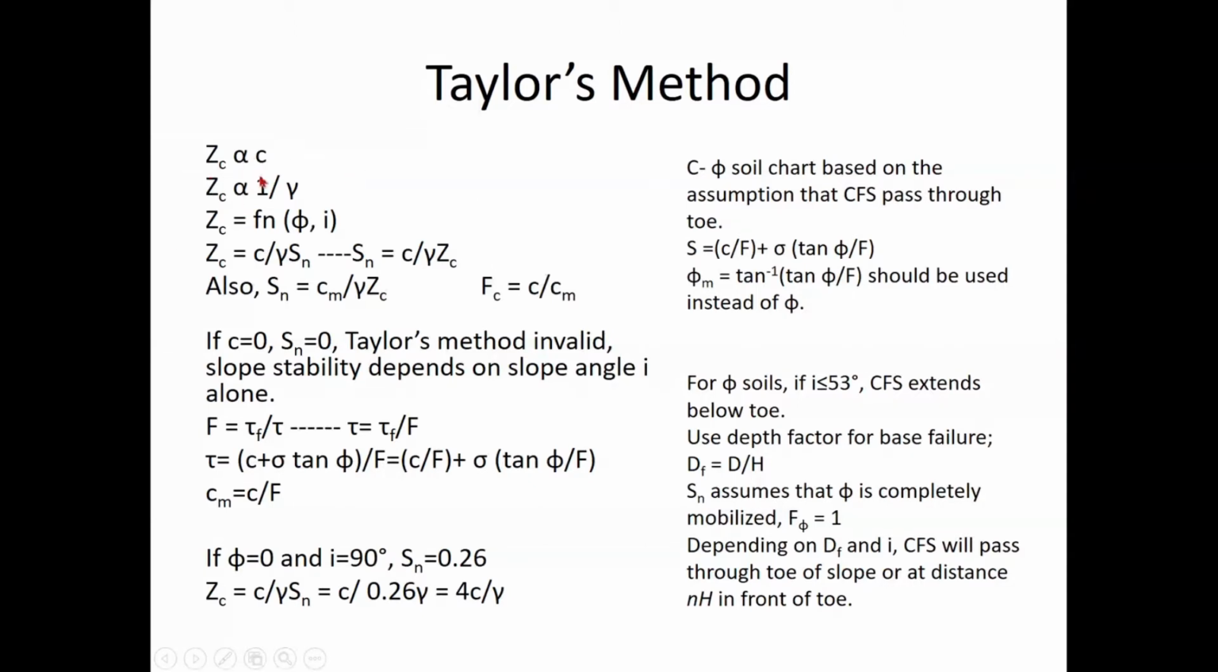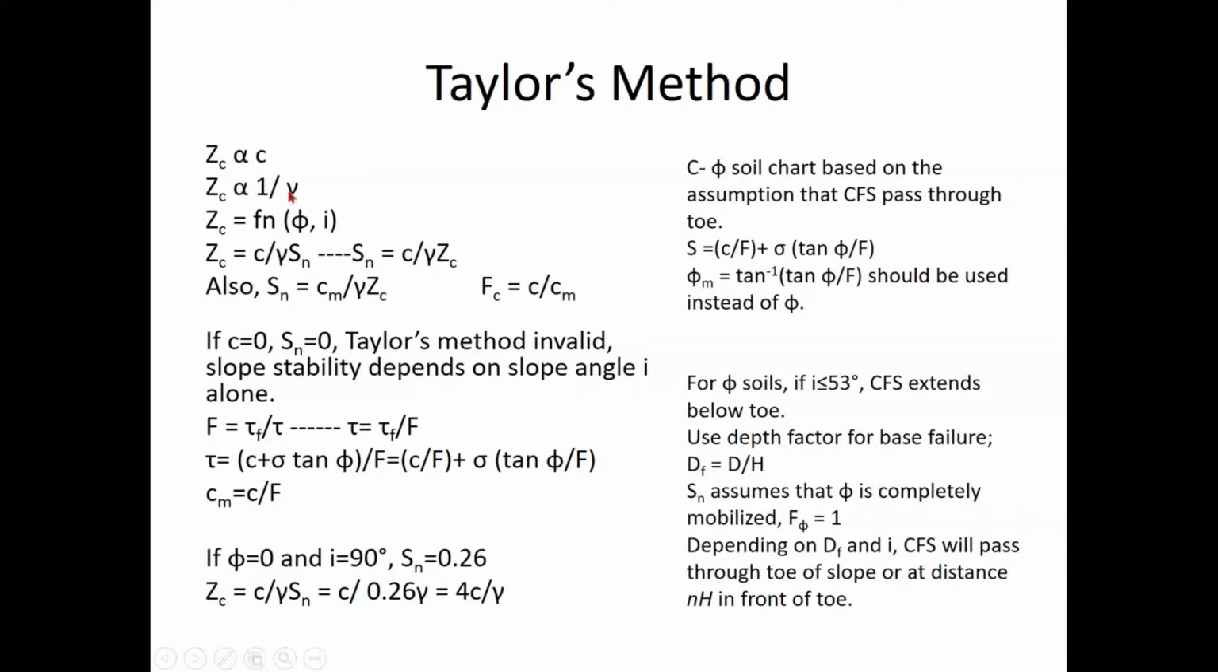We know that ZC is inversely proportional to density of the soil. We can see that, right? The more dense the soil, more will be the weight of the wedge, and it has higher probability of sliding down. And we have also seen that ZC is a function of phi and i in the previous derivations for infinite slopes, right? So we can say that ZC is equal to C by gamma into Sn, where that Sn is a constant or dimensionless parameter, right?